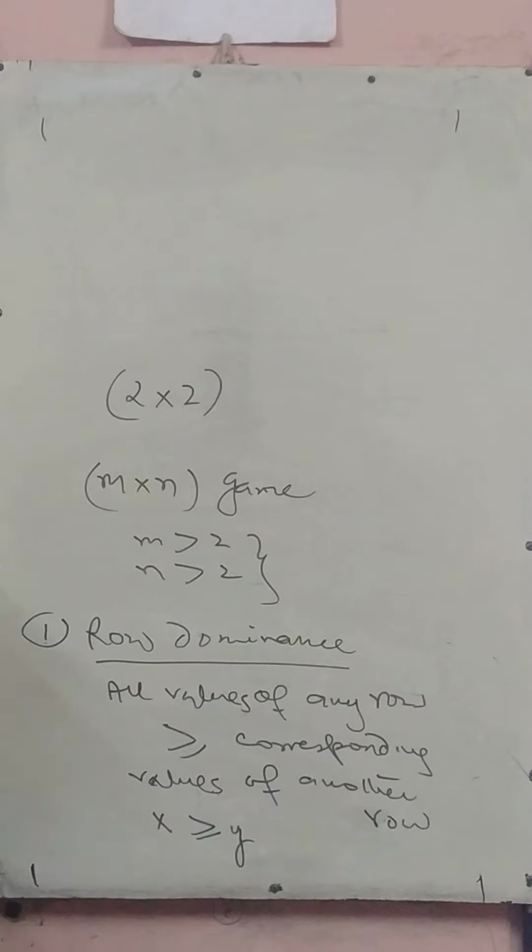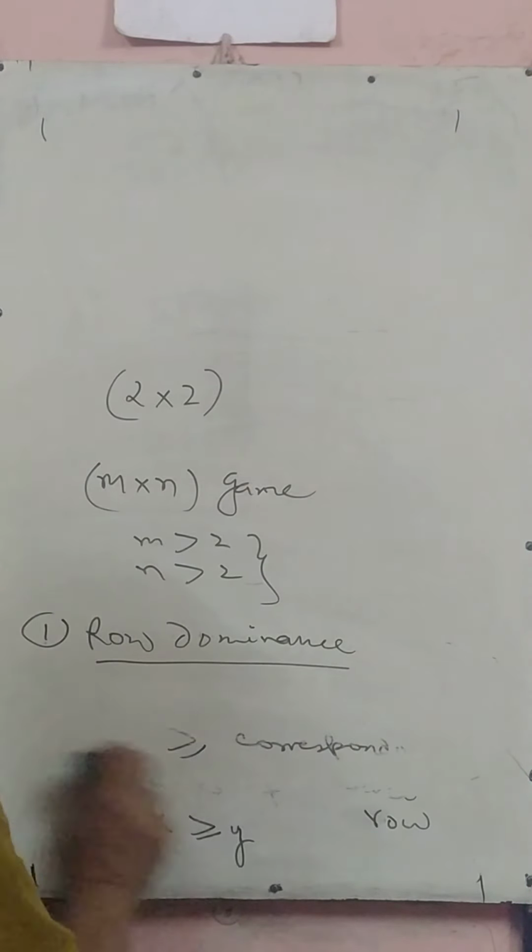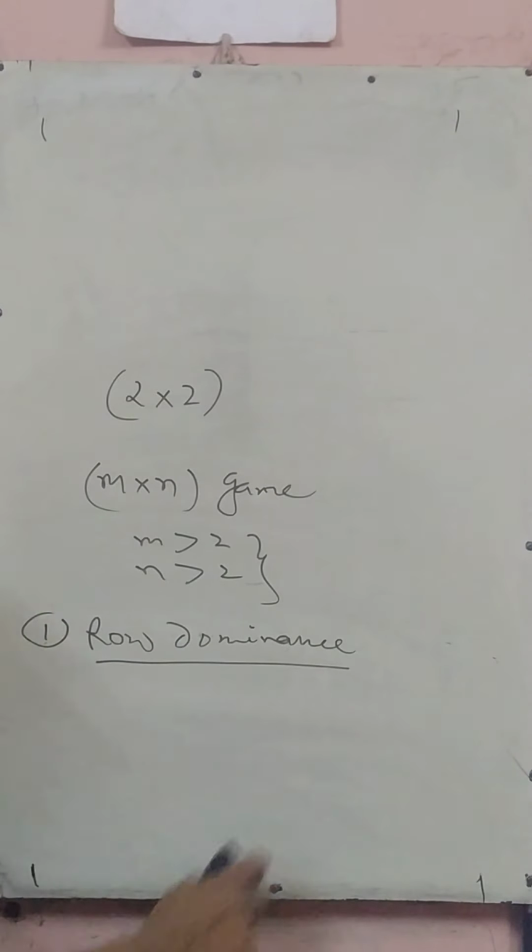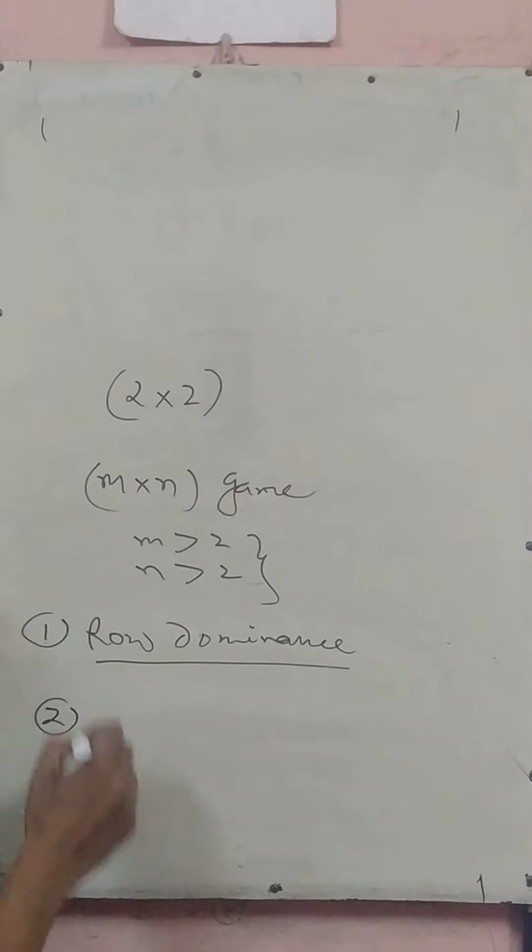That means dominance means the row having the bigger values will be chosen, and the row having the smaller values will be deleted. This is the row dominance. Now come to column dominance. Obviously, I discussed this way: row means the profits of A, so that will be maximum.